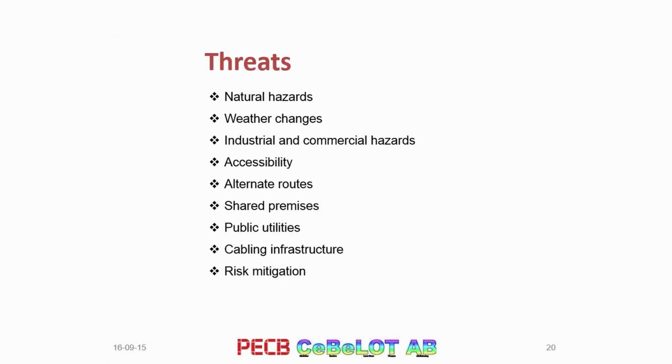Public utilities. For example, the power plants, undergrounds, railways, that kind of things, and also the cabling infrastructure, so that nobody is digging off the cable. And then, last but not least, mitigation of risks. Can you do it? Can it be done?